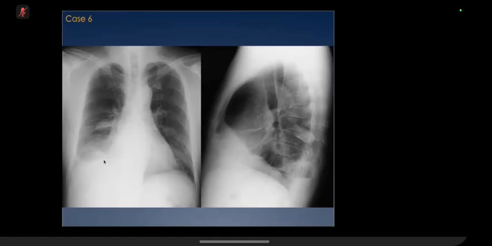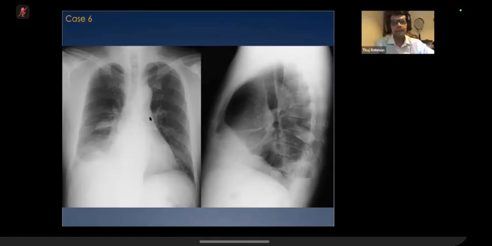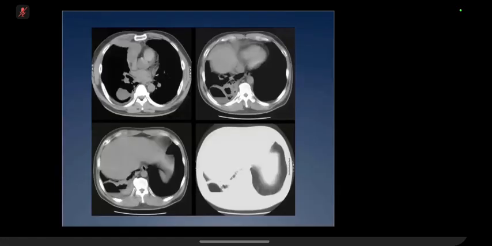It's in the pleura. Very good. Yeah, it's in the pleura. It's not in the lung. Yes. Okay. So, do you want to comment on the CT?